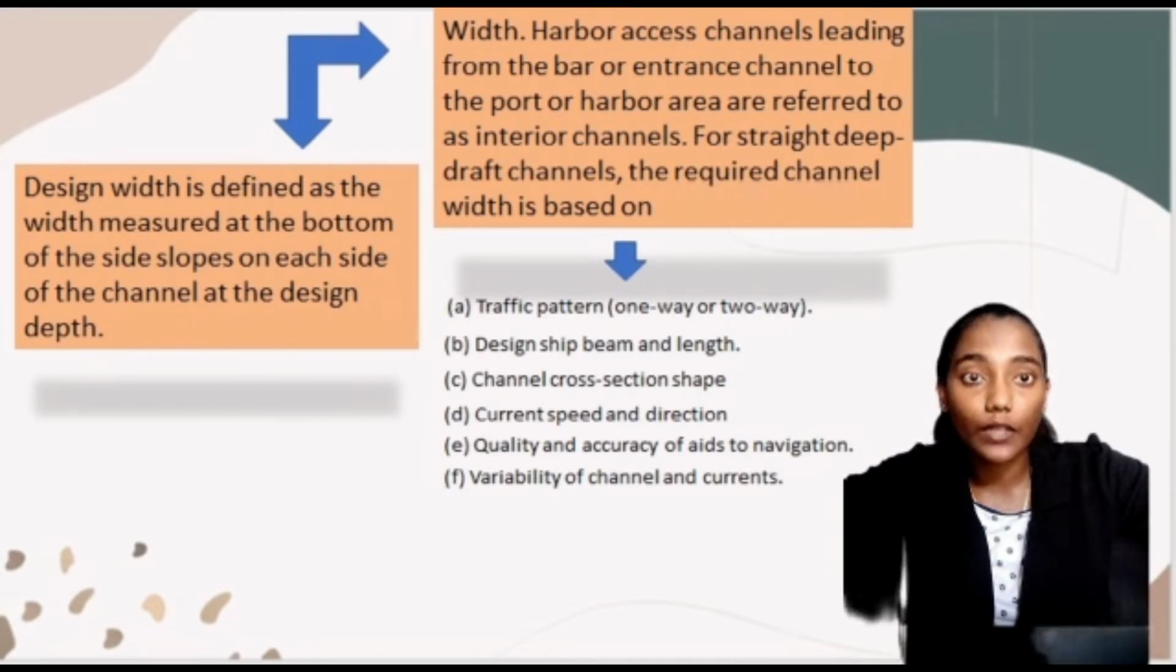For a straight deep draft channel, the required channel width is based on, first, traffic pattern, one way or two way. The second is design ship beam and length. The third is channel cross-section shape. The fourth is current speed and direction. The fifth is quality and adequacy of aids to navigation. The last one is variability of channel and currents.